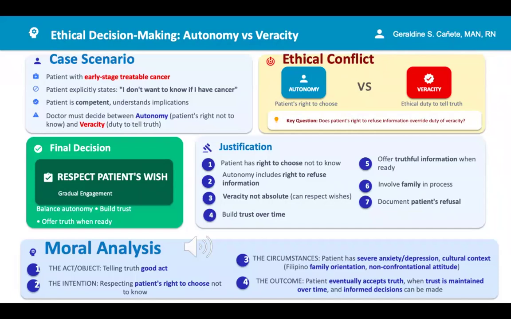Now imagine this, a patient with early stage treatable cancer explicitly states, I don't want to know if I have cancer. The patient is competent and understands the implications. The doctor must decide between respecting the patient's autonomy, their right not to know, and veracity, which is the duty to tell the truth. Now, I would like to ask you, what are your initial thoughts about this? And what aspects of this situation do you find most challenging?